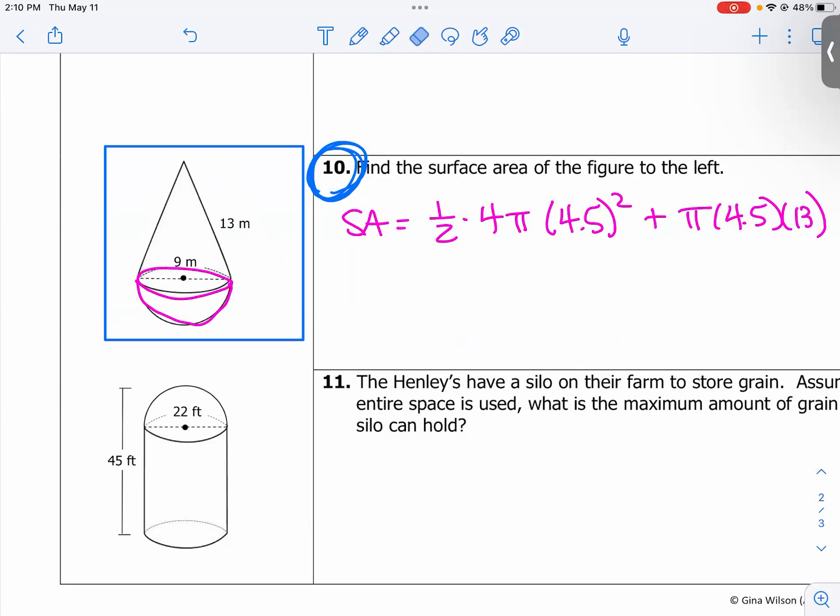So let me put this in my calculator. 0.5 times 4 pi r squared plus pi r l. I got 311.